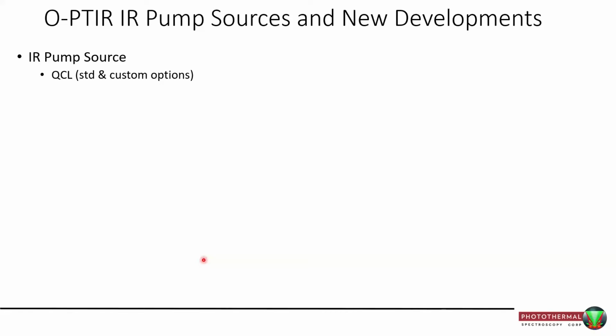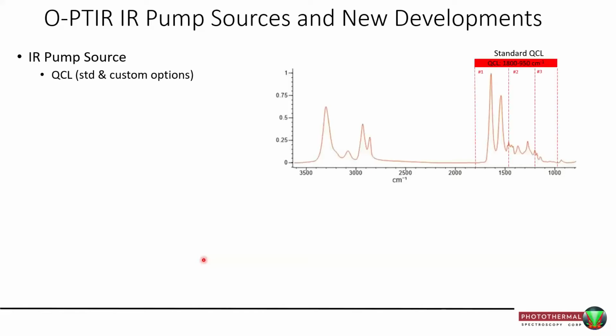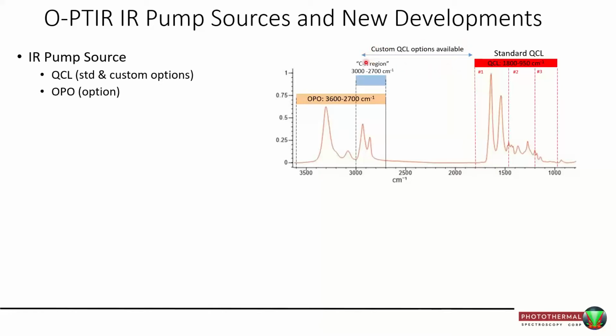Just to give you an update on some new developments when it comes to pump sources, so your IR sources. Our standard QCL at the moment is a 3-chip device that covers 1800 to 950, so the bulk of your fingerprint. There is an additional laser option that covers the high wave number OH/NH/CH stretching region. But interestingly, there are new QCL chips coming onto the market. My favorite would be the CH chip that covers 3000 to 2700.